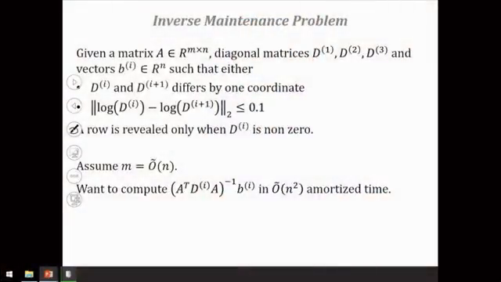So when you look at the algorithm, you can think we have a matrix A and some diagonal matrix. The diagonal matrix is the 1 over z squared. And then you can think, okay, now we formulate it as a standalone problem. We call it the inverse maintenance problem.